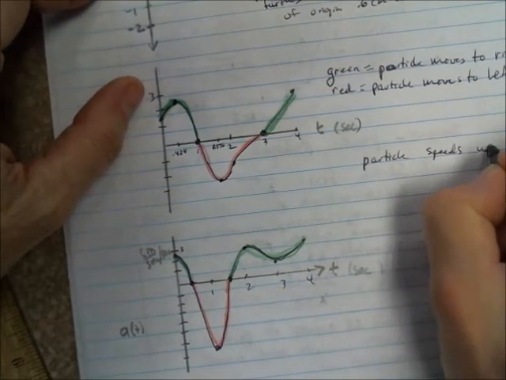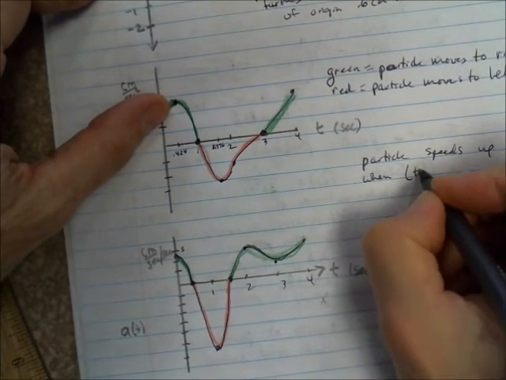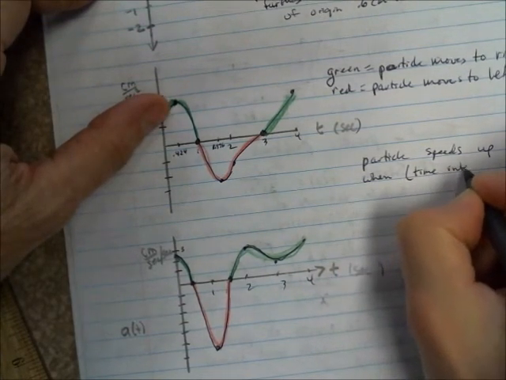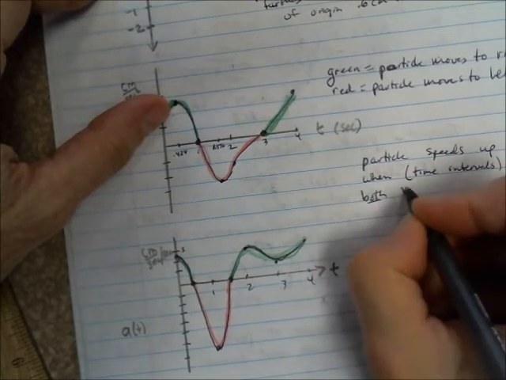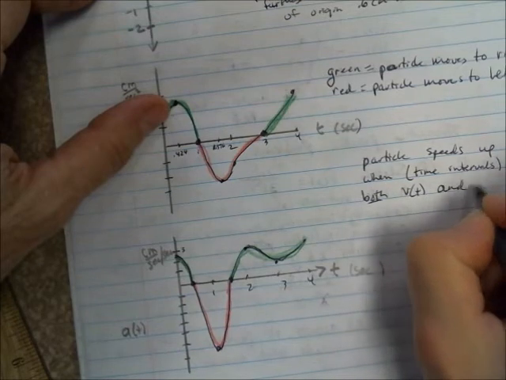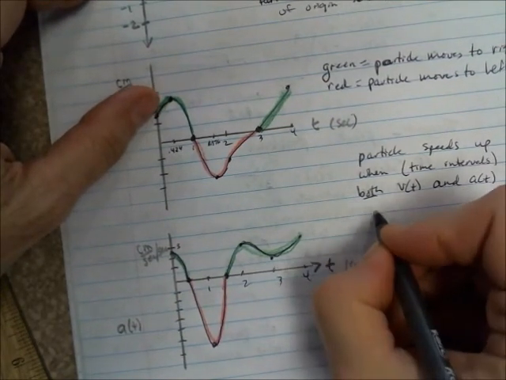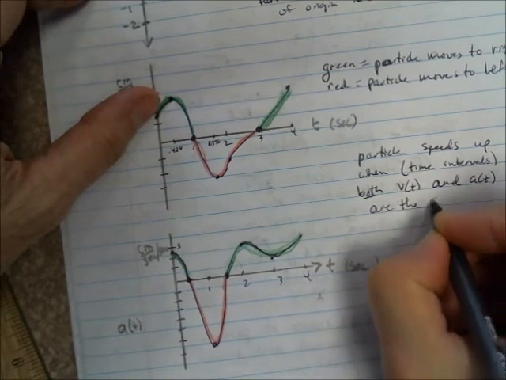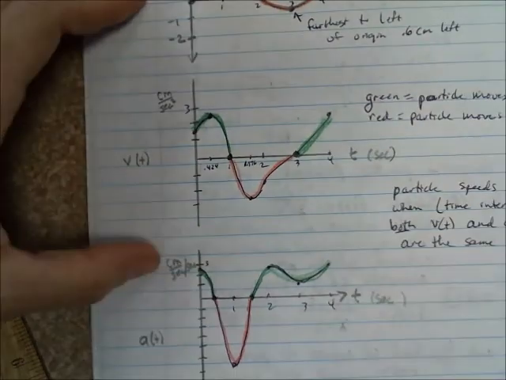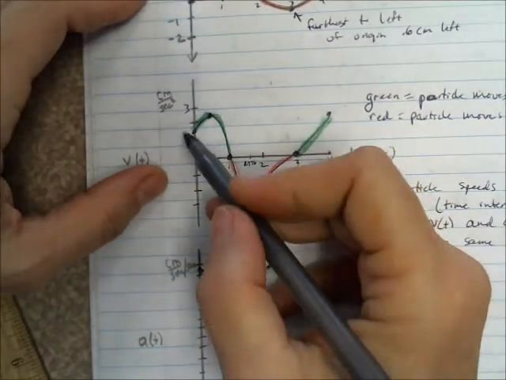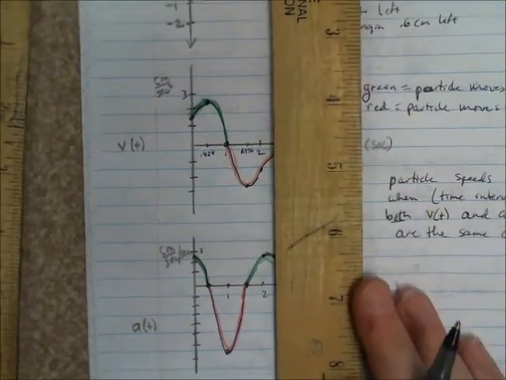The particle speeds up during the time intervals when both v of t and a of t, both the velocity and acceleration, are the same color. By the same color, it means they're both green or they're both red, which means they're both positive or they're both negative.